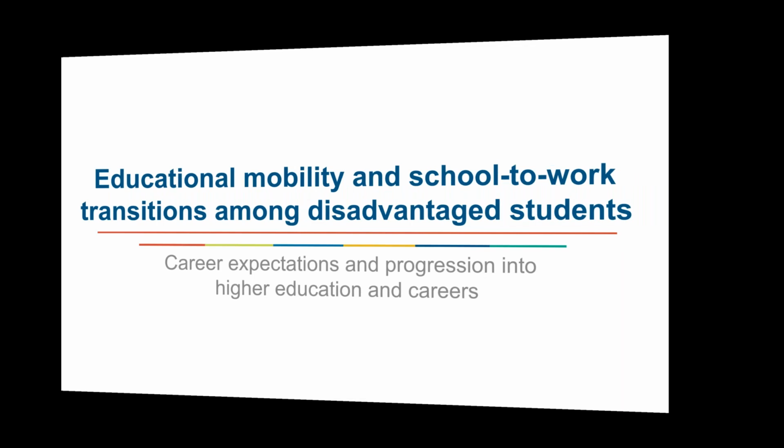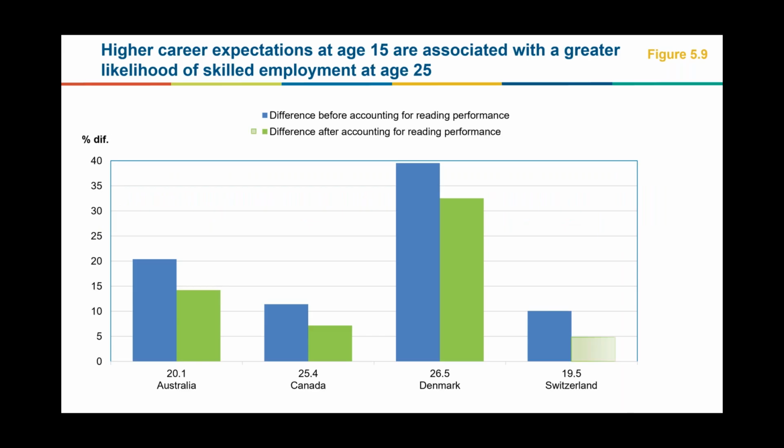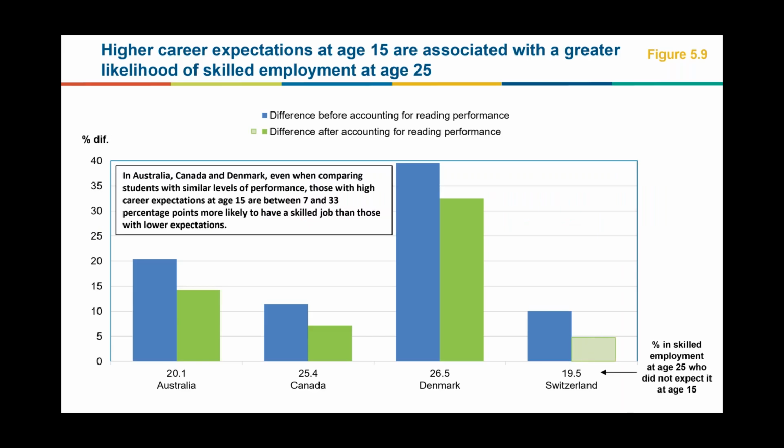Have a look at this chart. Basically, what you could say is we asked students at age 15 what they wanted to do in their lives, what kind of occupation they would expect by the age of 30. And what you can see is career expectations at age 15 were associated with a much greater likelihood of being in skilled employment at the age of 25.